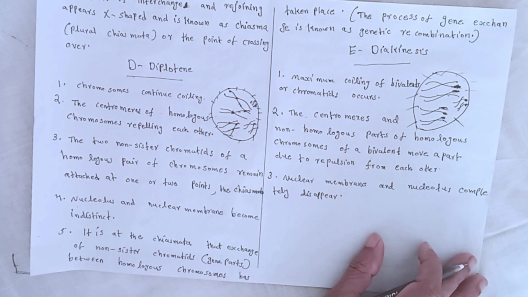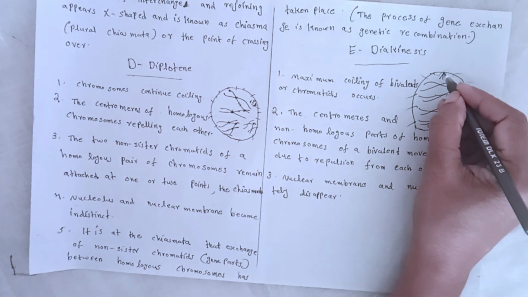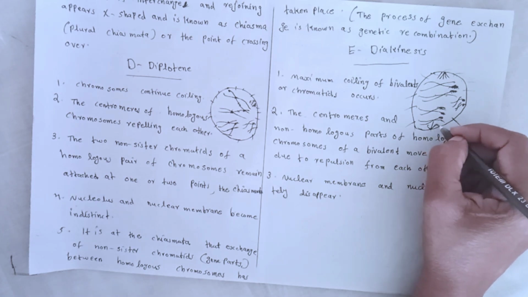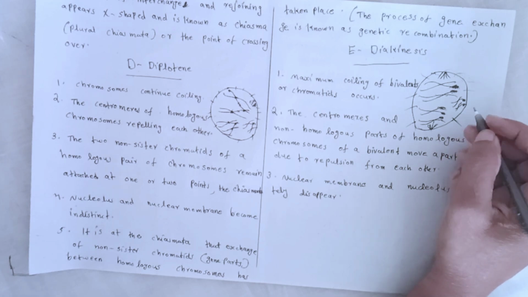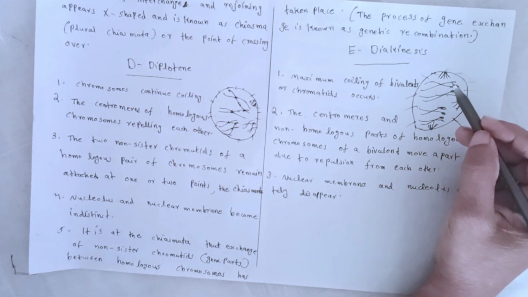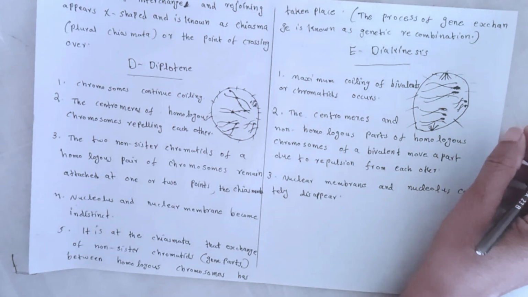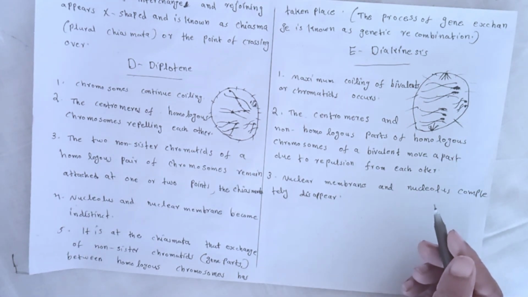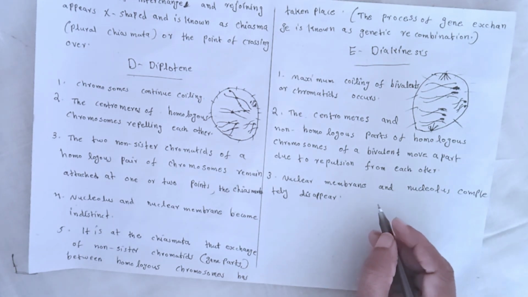The spindle formation is started. These are the spindle fibers that arise from a cell organelle, the centrosome, not the centromere. Centrosome is a cell organelle like mitochondria, ribosome, etc. The spindle fibers are forming, spindle formation started.